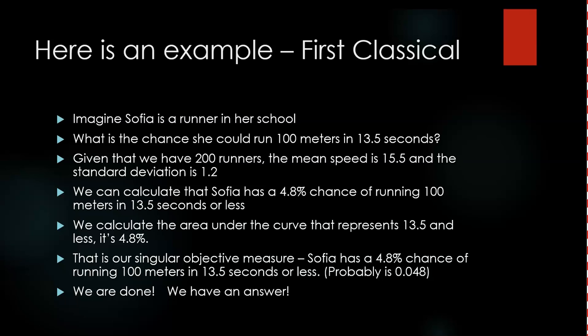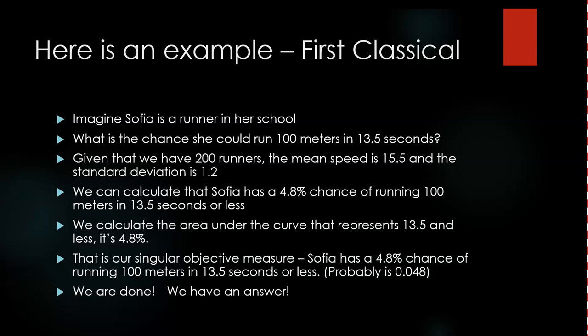So let's imagine a student named Sophia is a runner at her school. And we want to know what is the chance that she could run 100 meters in 13.5 seconds. Well, we have 200 runners. And so we measure the fastest that each of those 200 runners can run 100 meters. The mean speed is 15.5 seconds for 100 meters, and their standard deviation is 1.2 seconds.